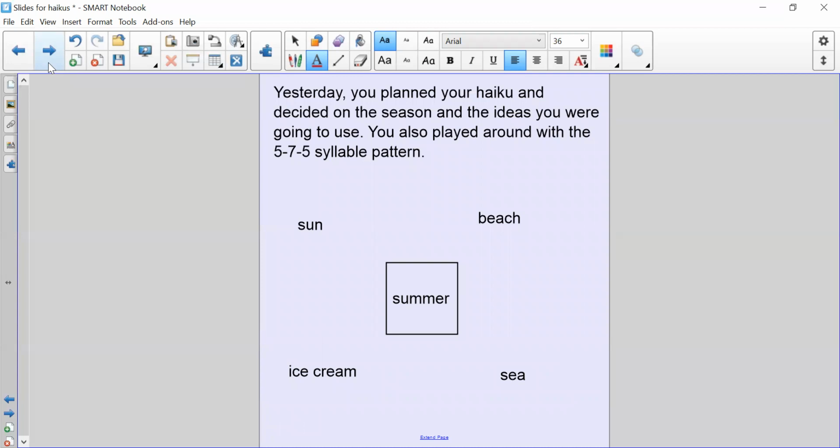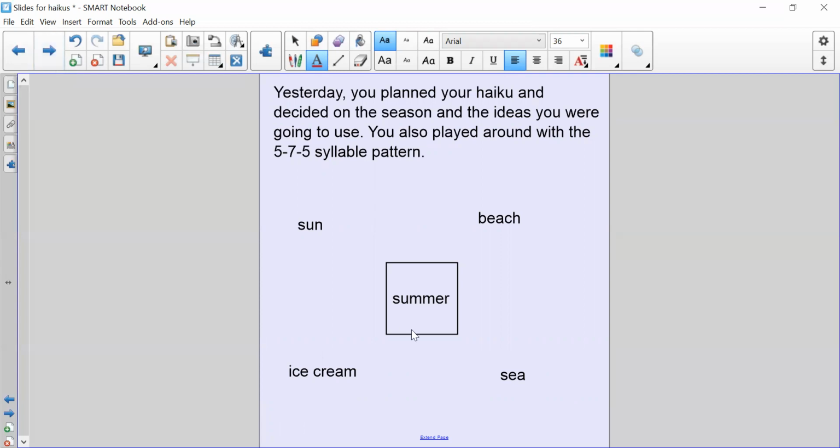So yesterday you planned your haiku and decided on the season and the ideas you were going to use by thinking of the words that relate to one another. And you also should have played around with the 5-7-5 syllable pattern. What you shouldn't have done is actually write your poem. It was just playing around with it and making your plan.